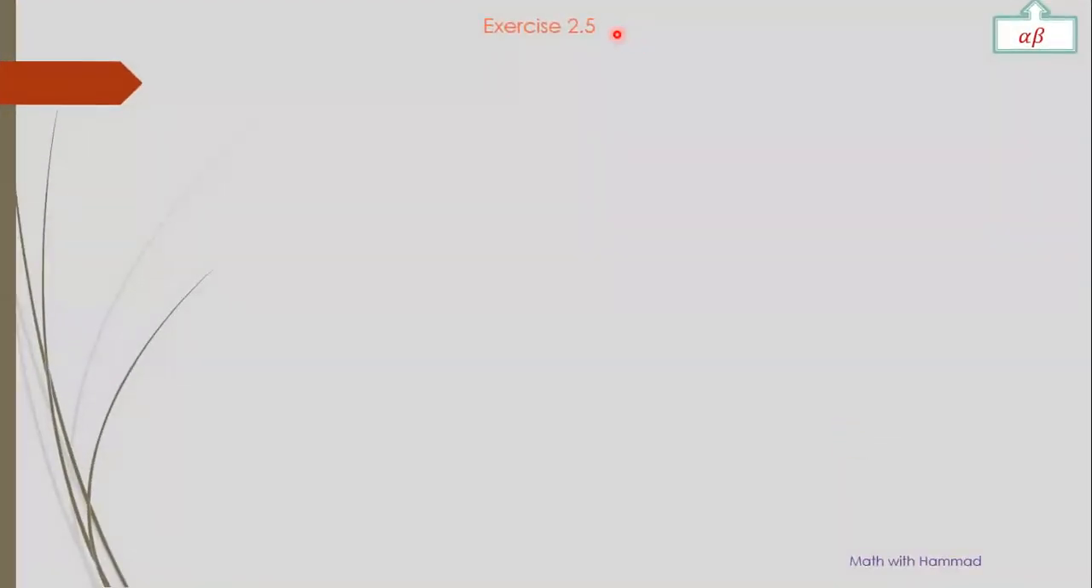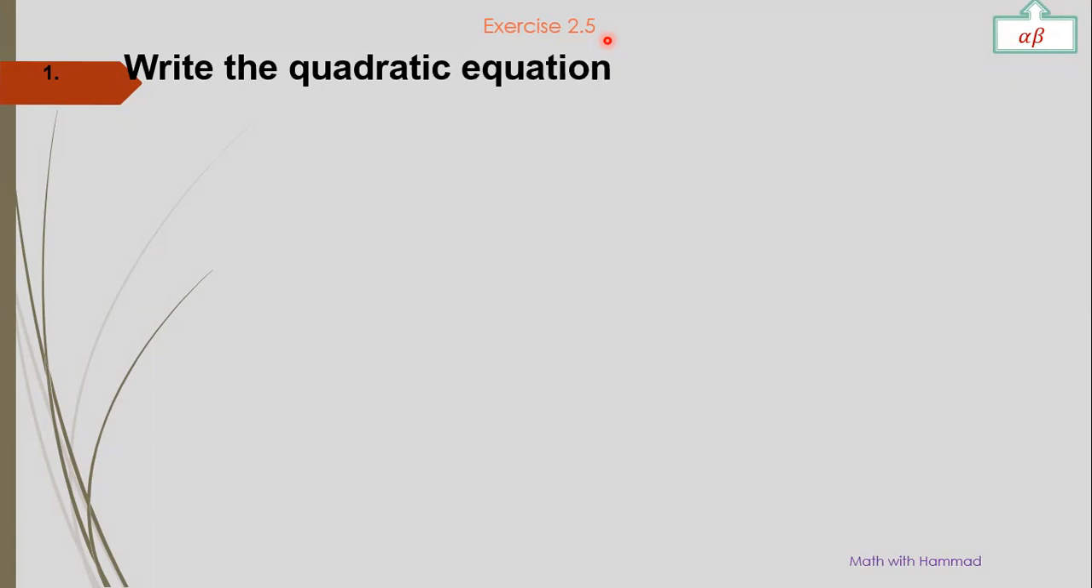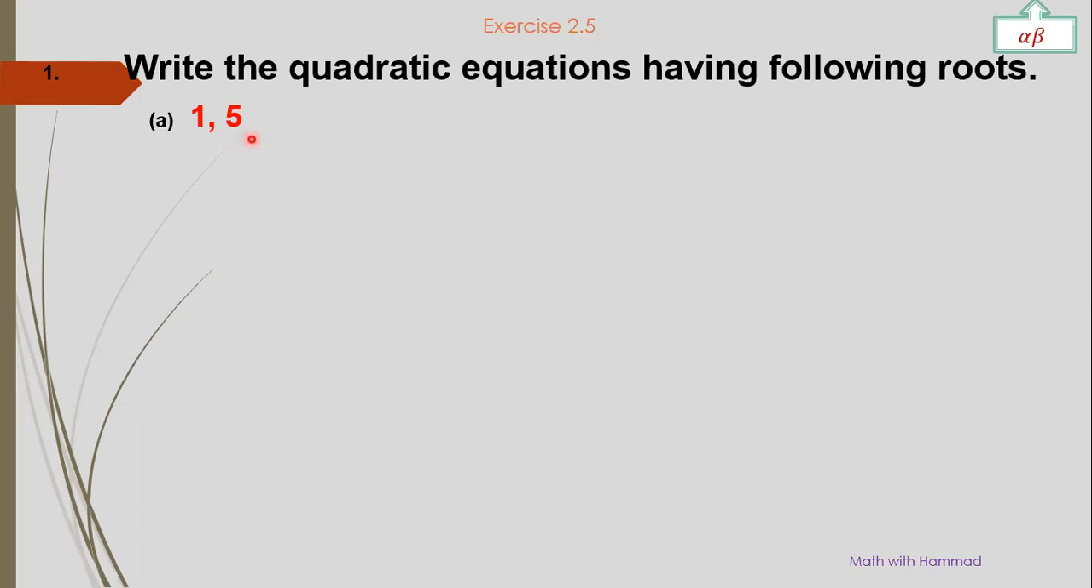Now we will move to exercise 2.5. Question number 1. Write the quadratic equation having the following roots: 1 and 5. If we have two roots, what is the equation behind that root? Let alpha is equal to 1 and beta is equal to 5. Then sum S is equal to alpha plus beta.